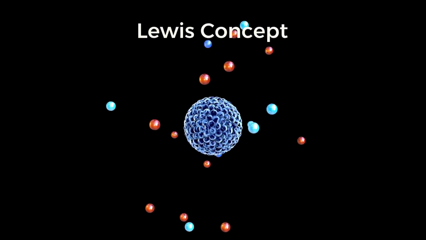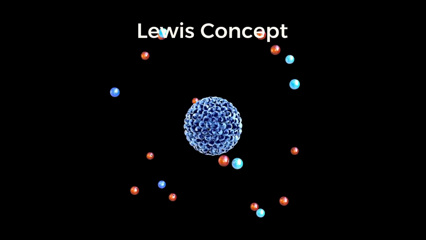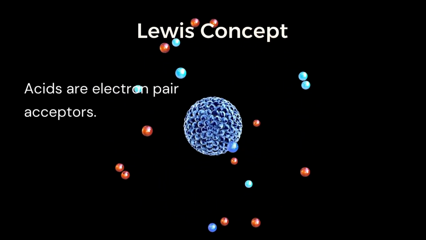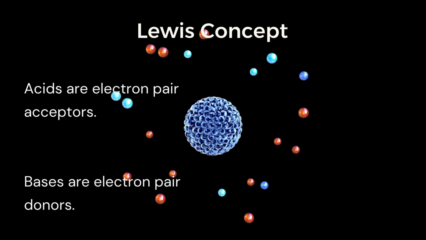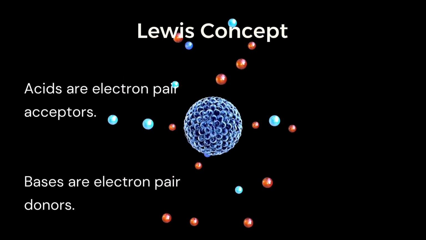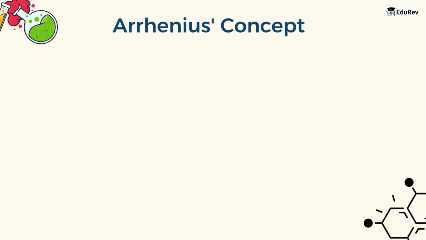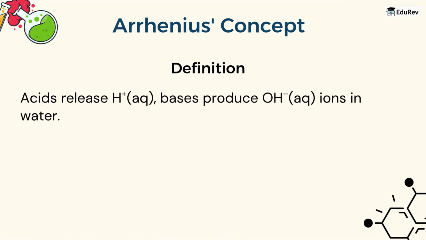The Lewis concept looks at electron pairs. It says acids are electron pair acceptors. Bases are electron pair donors. Let's go a little deeper into the Arrhenius concept. Arrhenius defined acids as substances that increase the concentration of H plus ions in an aqueous solution, and bases as substances that increase the concentration of OH minus ions.